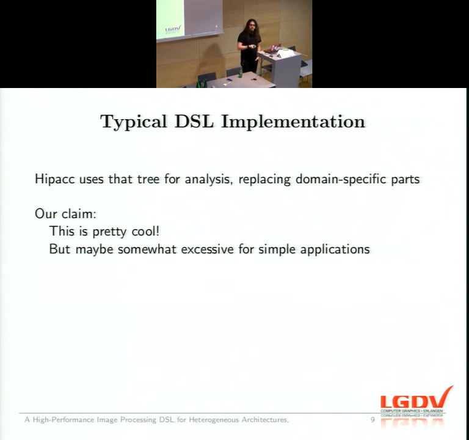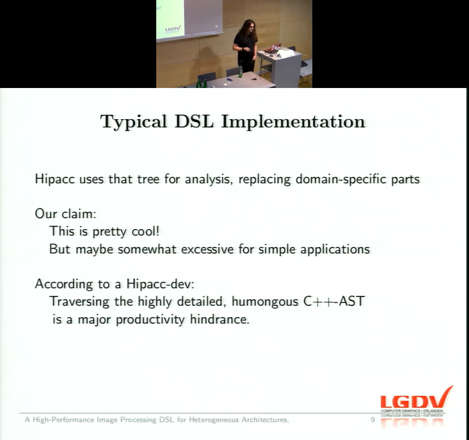And so our claim is that the whole thing is pretty cool. I mean, you can take Clang and get a really detailed and analyzed syntax tree. However, we believe that it might be a bit overly excessive to do that for image processing, because image processing, as you have seen, is pretty simple. And so we try to have a simpler solution.